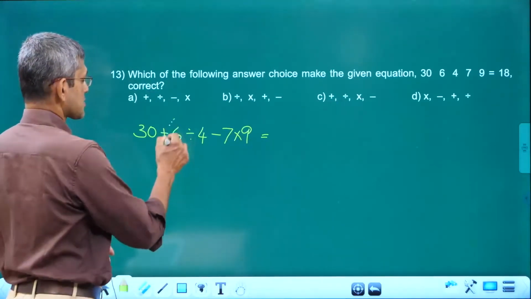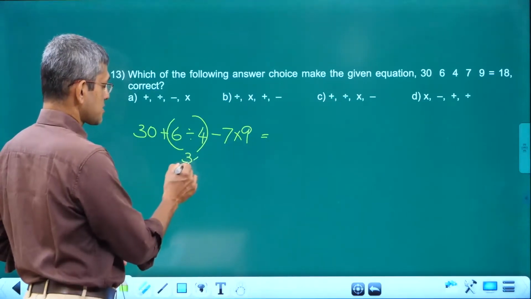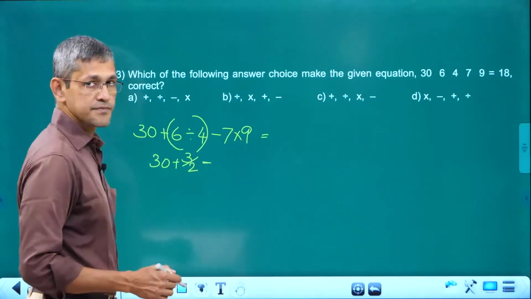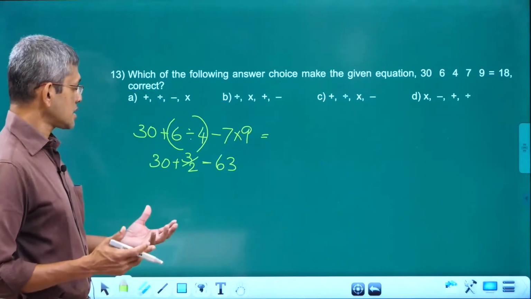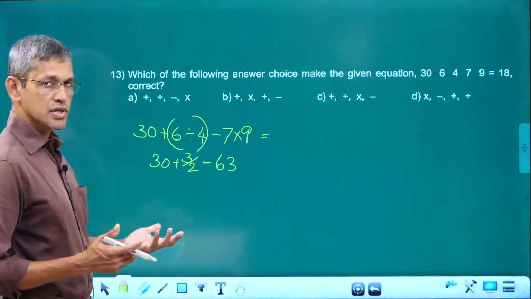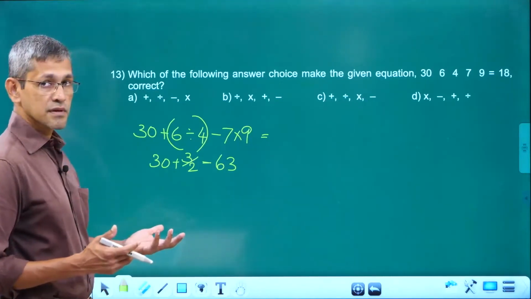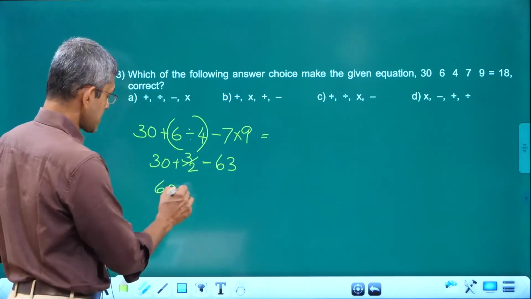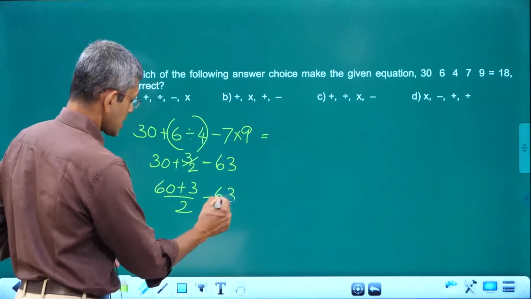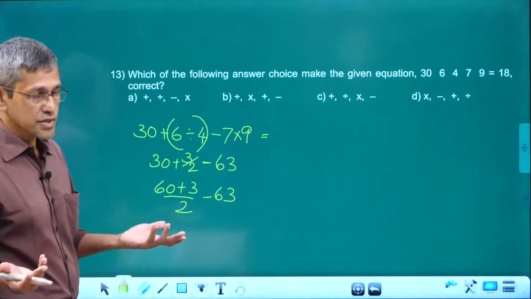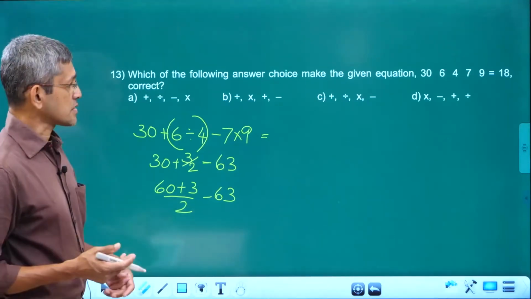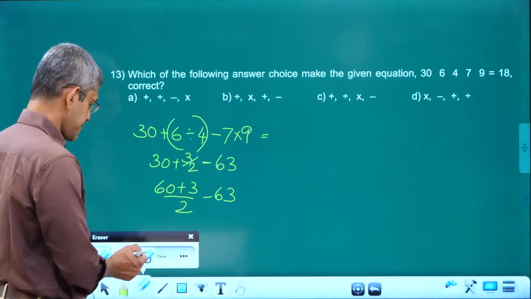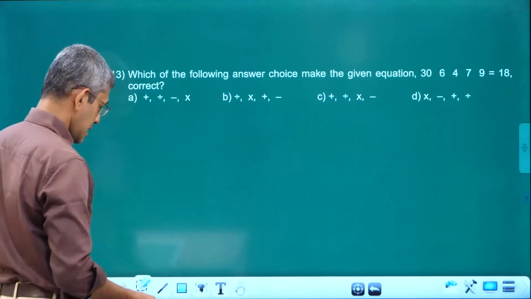Let's check it out. 6 by 4. 6 by 4 is what? 3 by 2. 3 by 2. And 30 plus 3 by 2 minus what is 7 into 9. So actually here the answer we are going to get, what kind of an answer is it? Is it negative or positive? Think about it. If you take LCM over here, what do you get? 60 plus 3 by 2 minus 63. Again we take the LCM, what happens here? The answer is going to be a negative answer. So what we have there, it's plus 18. So that cannot be the case. So let's go for another one. Second answer choice. Let's try that.